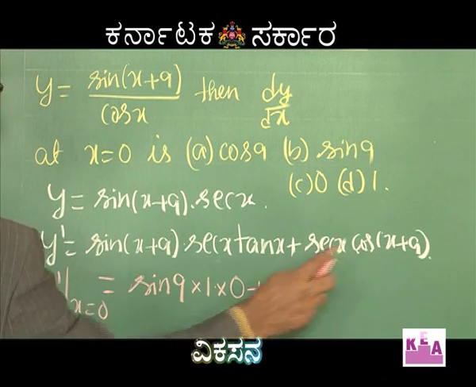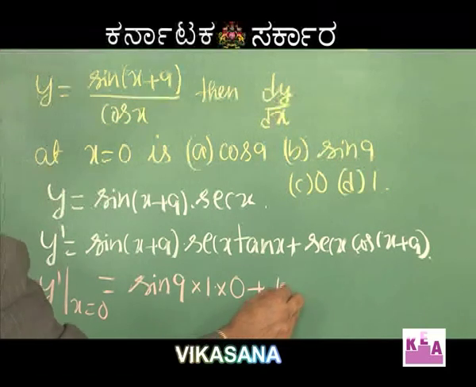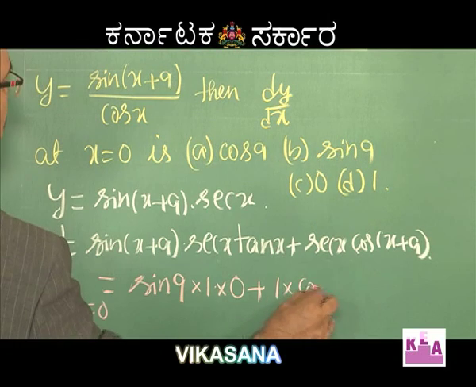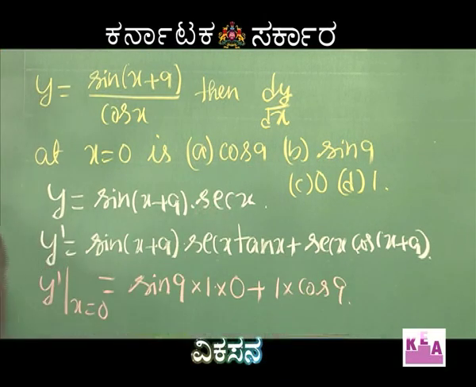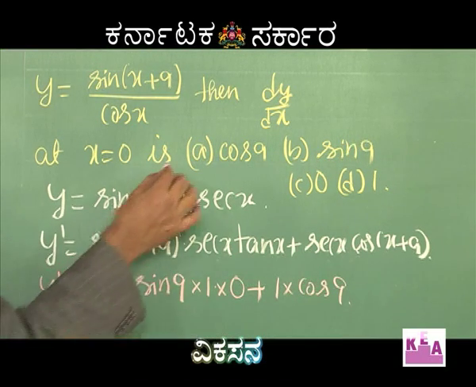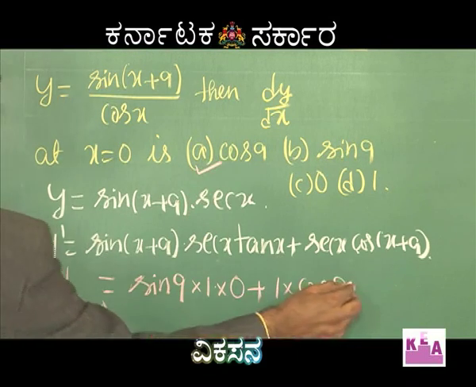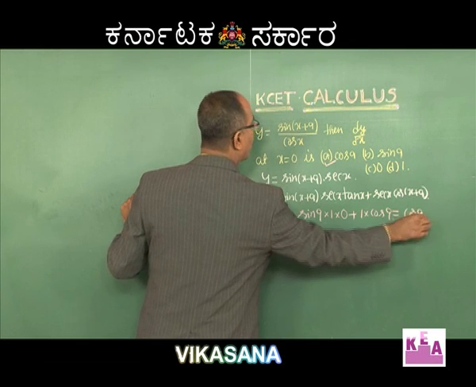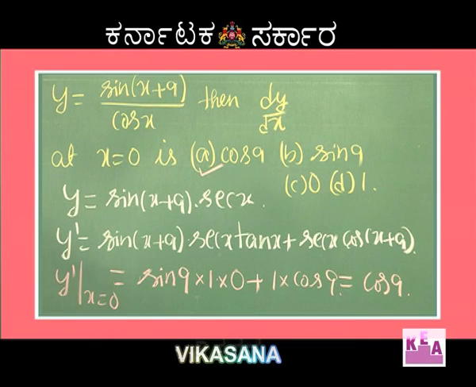What is secant 0? Secant 0 is 1, into cos of 0 plus 9 is cos of 9. So 1 into cos 9, that is equal to cos 9. Therefore, option A is correct because this is equal to 0 plus cos 9, that is equal to cos 9. Therefore, that clearly says option A is correct.